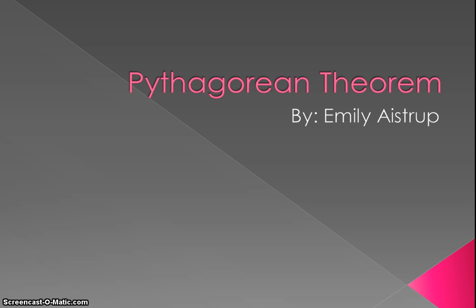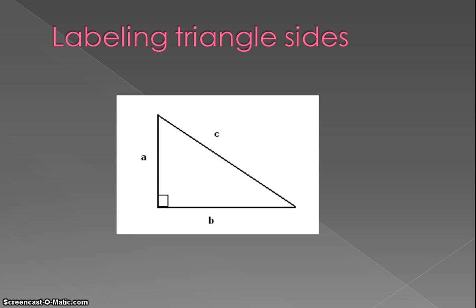Today we are going to learn the Pythagorean theorem. There are three sides in a triangle. One of the sides is called the hypotenuse, which is always across from the right angle. In our triangle, the right angle is the one on the bottom left.